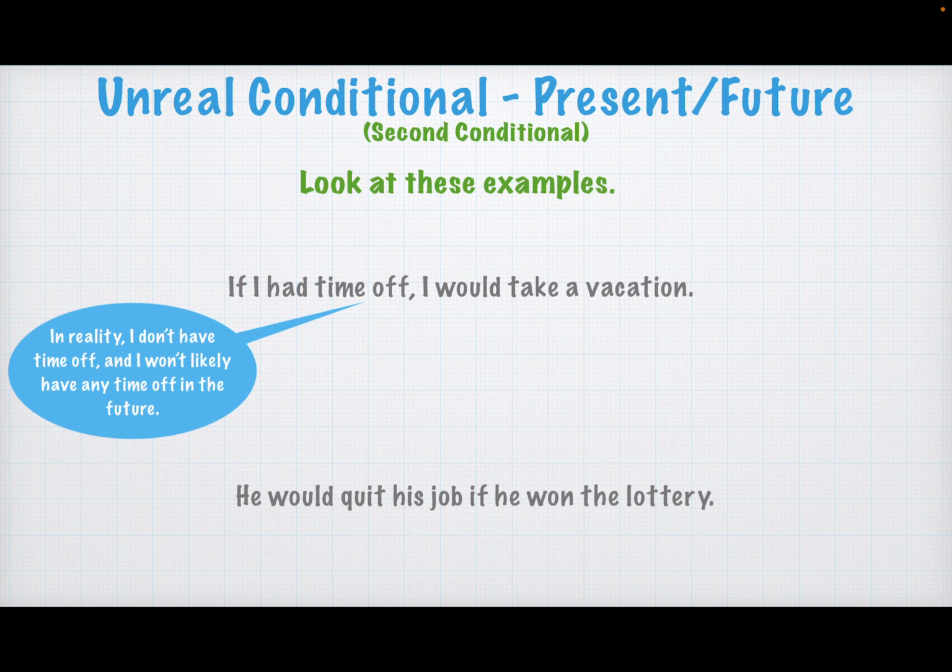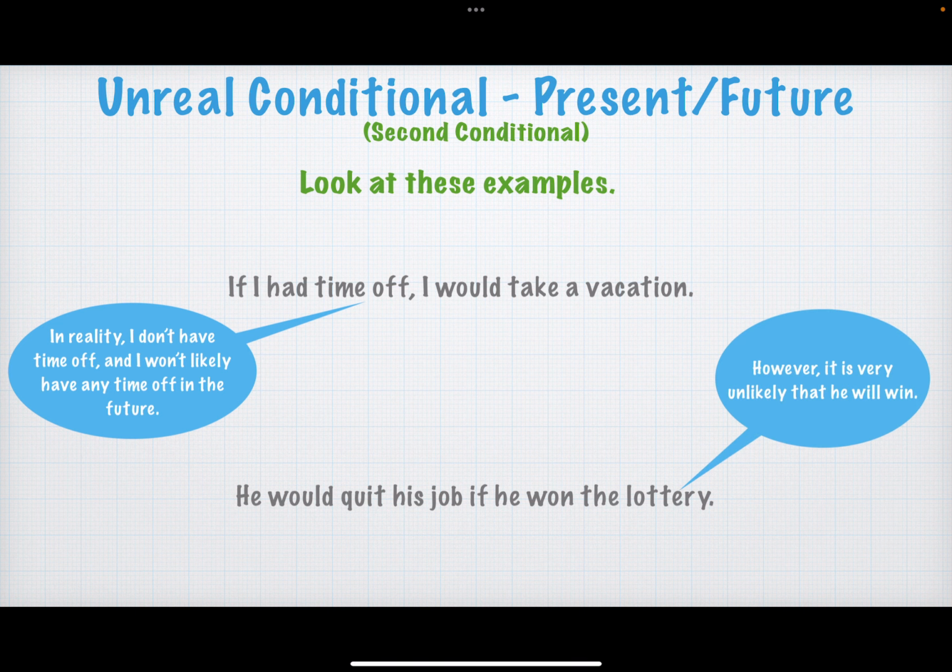Now, let's look at these examples a little bit more closely, right? If I had time off, I would take a vacation. But in reality, I don't have time off, and I won't likely have any time off in the future. So the possibility of this situation happening is unlikely. In the second example, he would quit his job if he won the lottery. However, it's very unlikely that he'll win the lottery, so he probably won't quit his job.